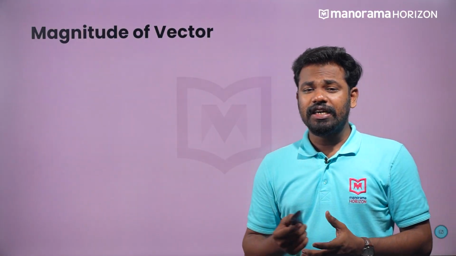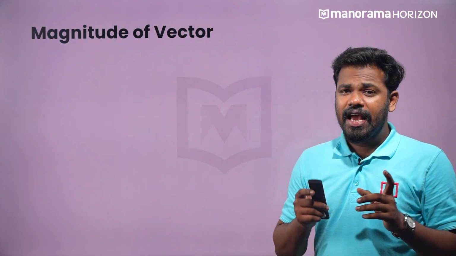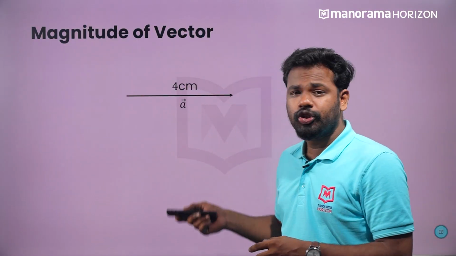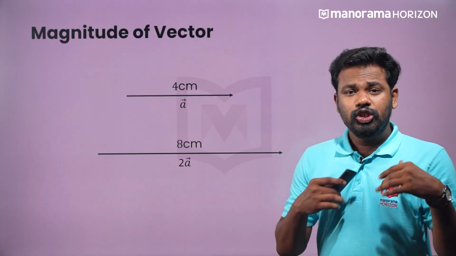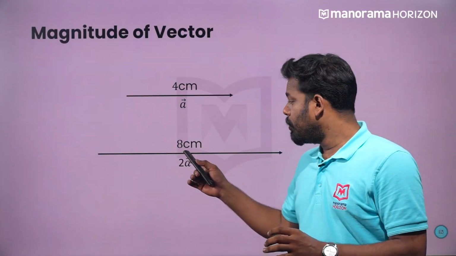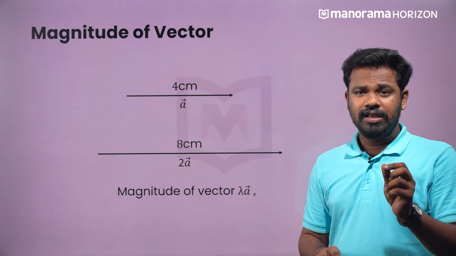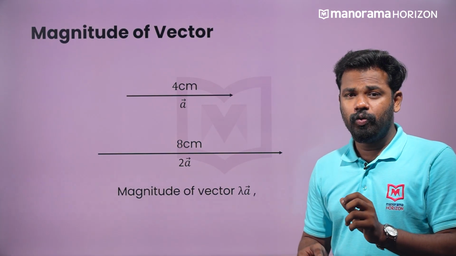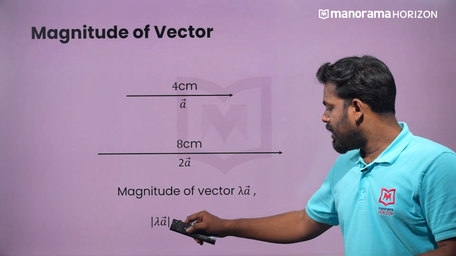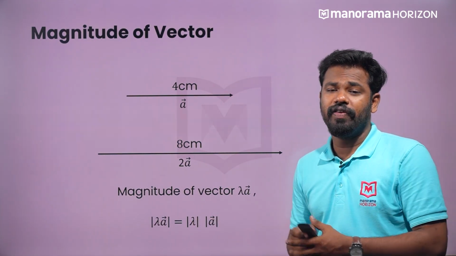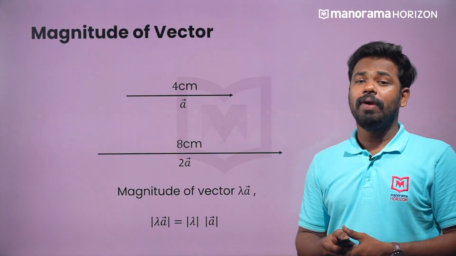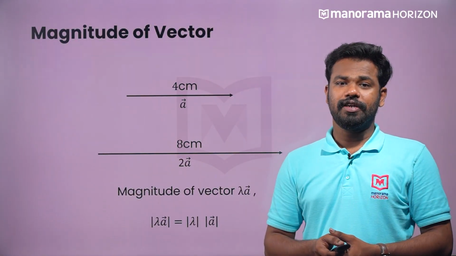To deal with this, consider vector A. Here A is a vector that has magnitude 4. Then 2A is a vector that has magnitude 8. That is, the magnitude of lambda A is lambda times the magnitude of vector A. So that is how we multiply a scalar with a vector.